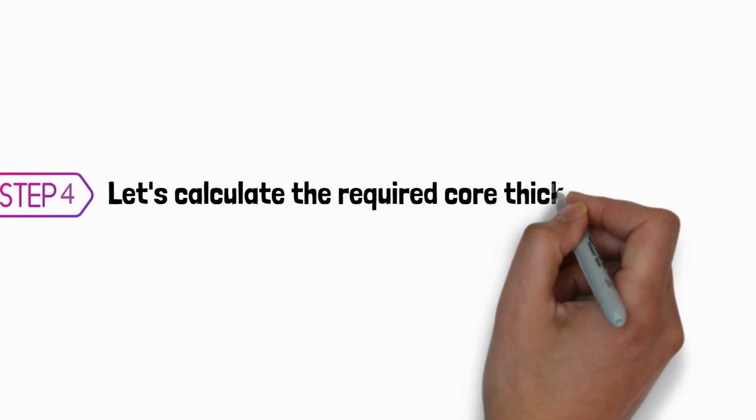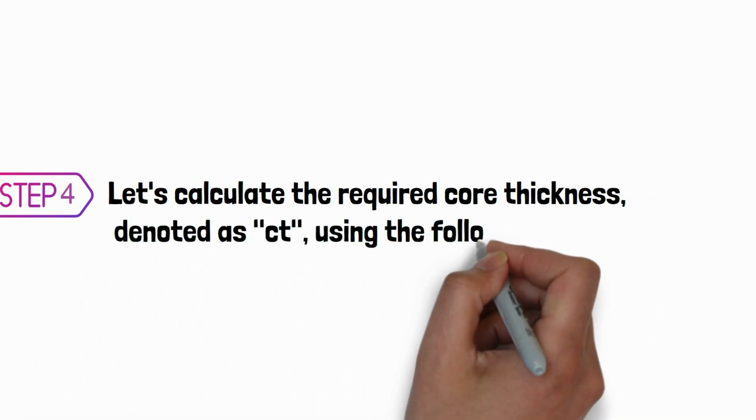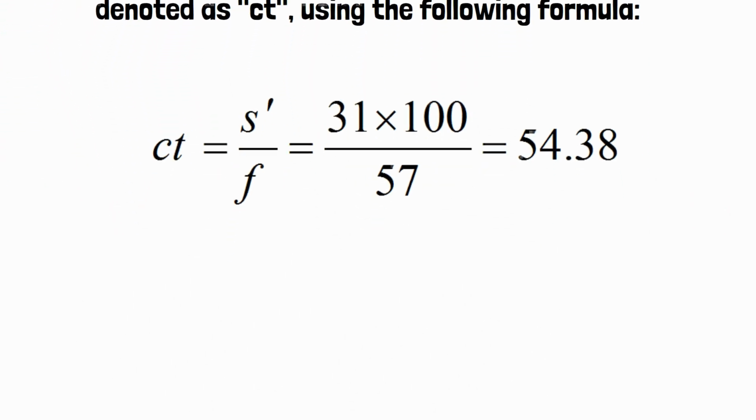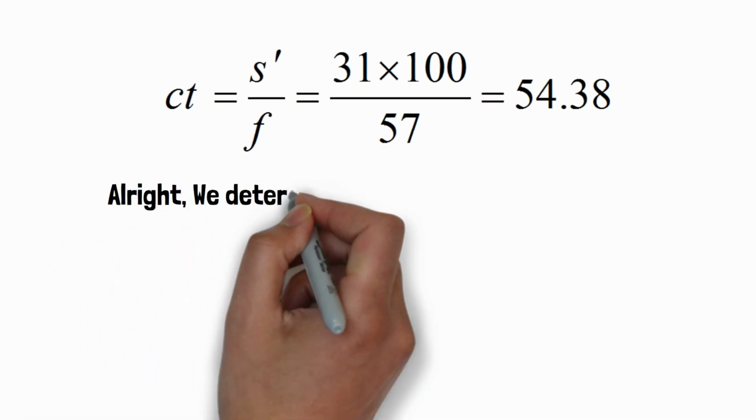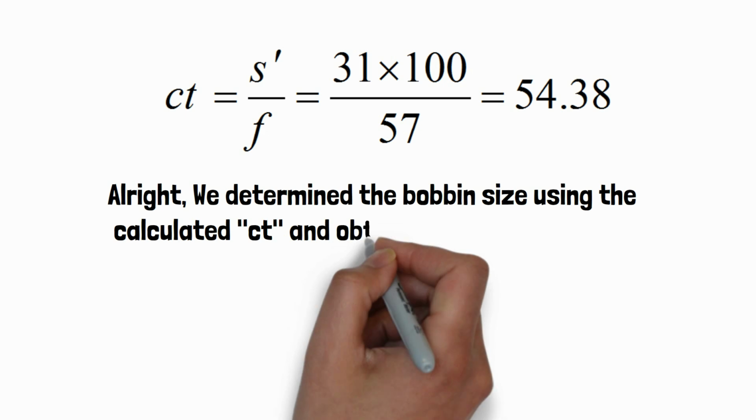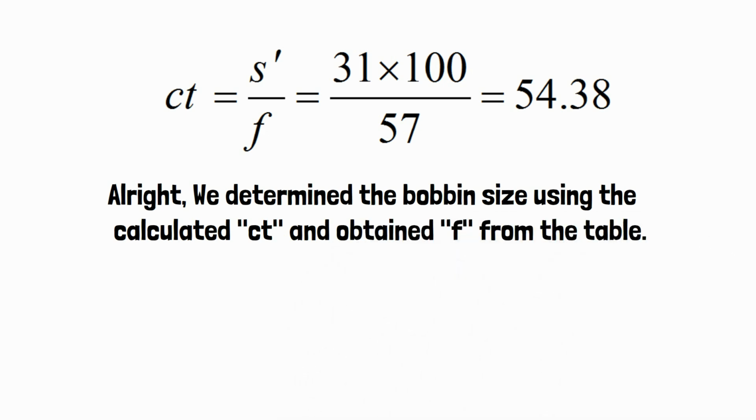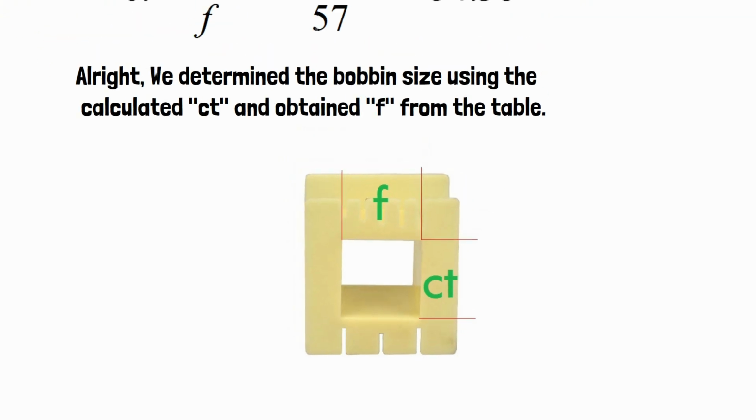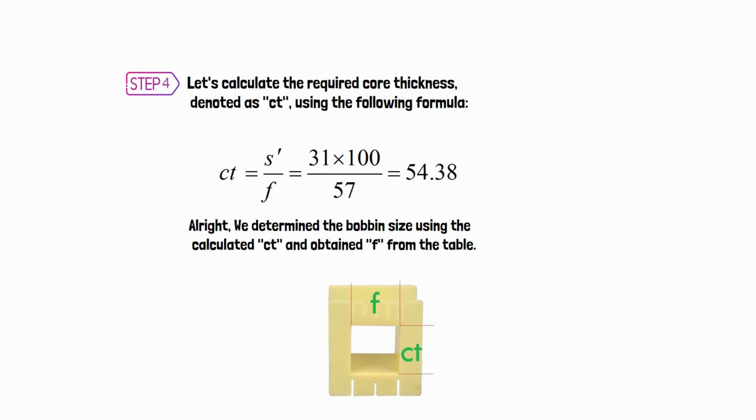Step 4. This time we calculate the core thickness, and with these parameters we can determine the best bobbin size of our transformer. So the bobbin length is F, and we find F from the standard EI core table, and we calculate the height of the bobbin with the following formula.